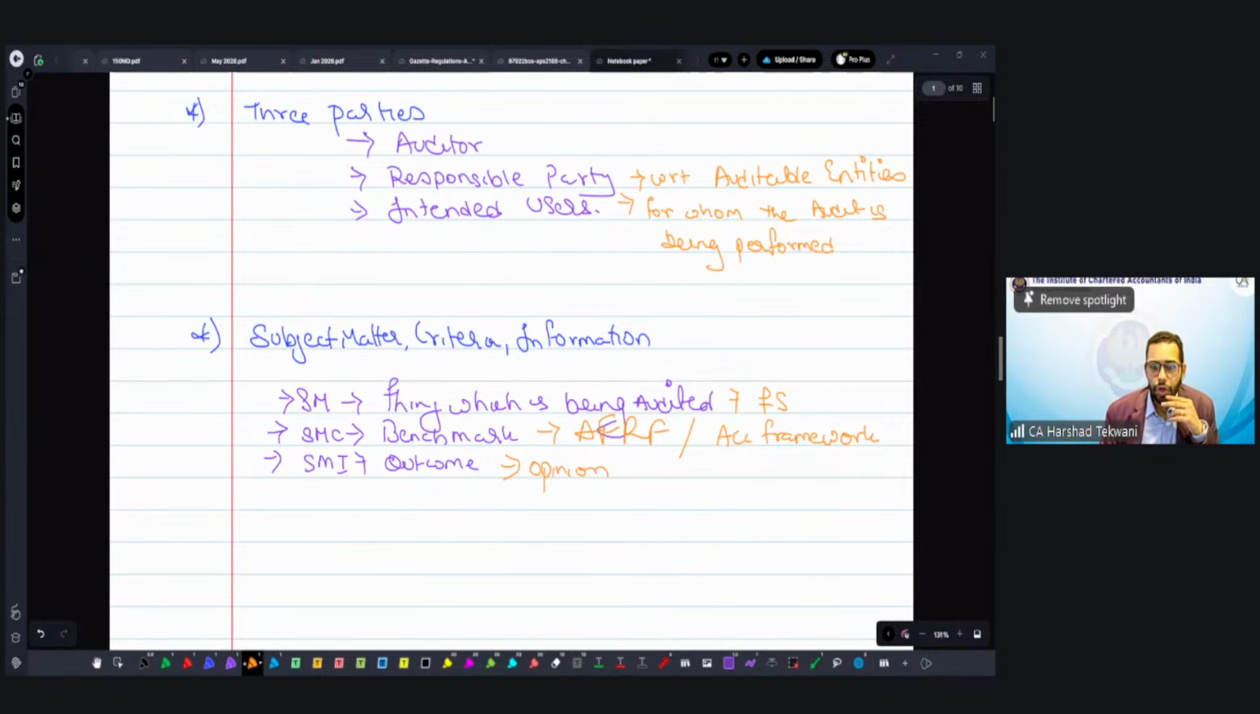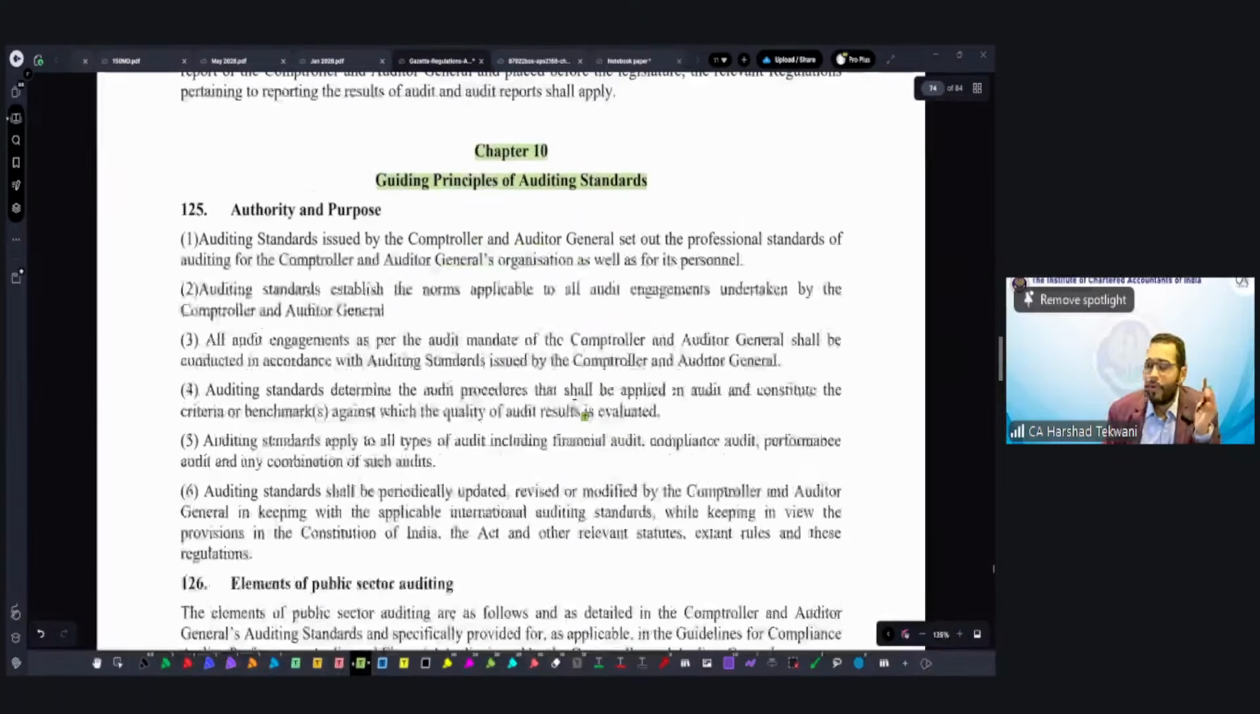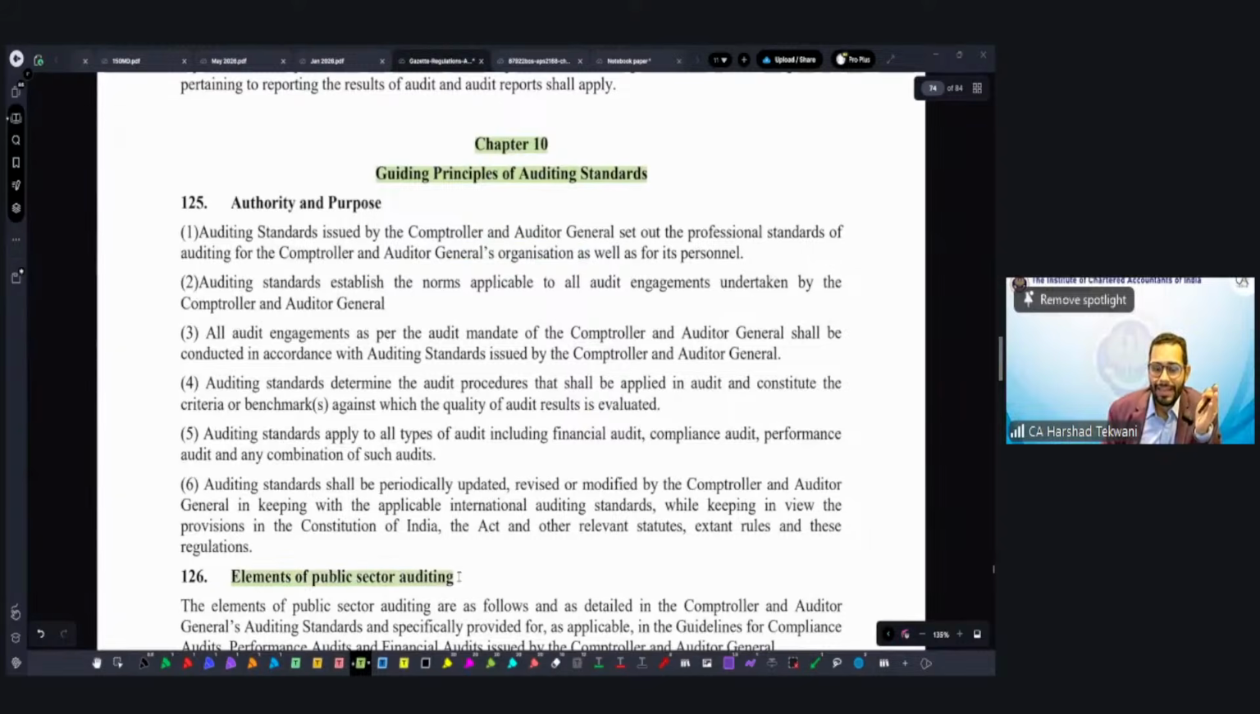You should be aware from where these things are coming. Remember the regulations that we are talking about. Over there is something called Chapter 10 of these regulations, guiding principles of auditing standards. Over there is an element of public sector auditing, Regulation 126. I'm talking about law now, basically.